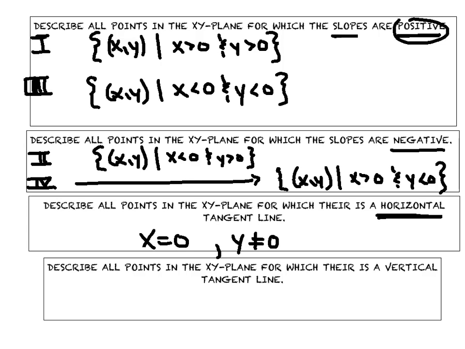Because at that one moment when both x and y were 0, we ended up getting an undefined slope as opposed to a 0 slope. So I'm going to say every time x is equal to 0, with the exception that y can't be 0. That would describe all my horizontal tangent lines.